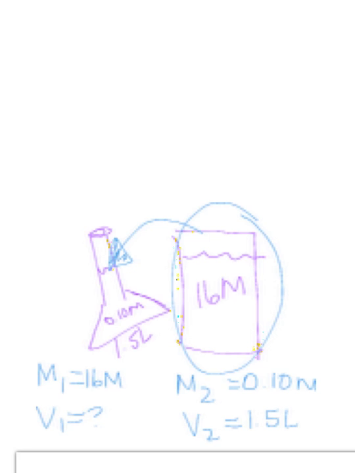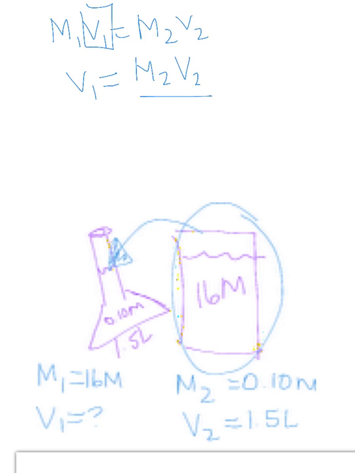So if I take my formula, M1V1 is equal to M2V2. I'm solving for volume 1. So if I rearrange to solve for volume 1, it is equal to concentration 2 times volume 2 divided by concentration 1. Fill in all of our variables: 0.10 molar, 1.5 liters, and 16 molar. I'm going to cancel like units. My concentration cancels, and I'm left with liters.